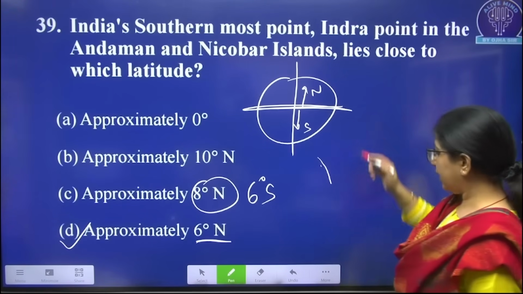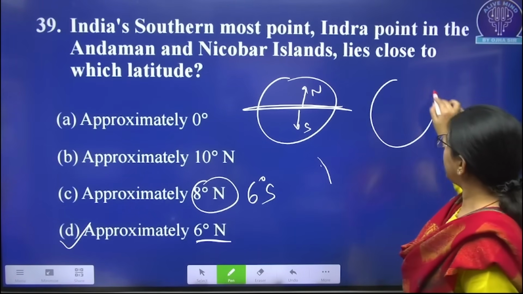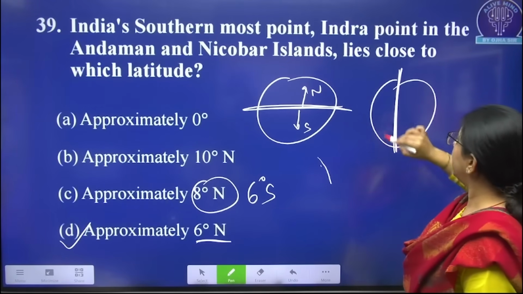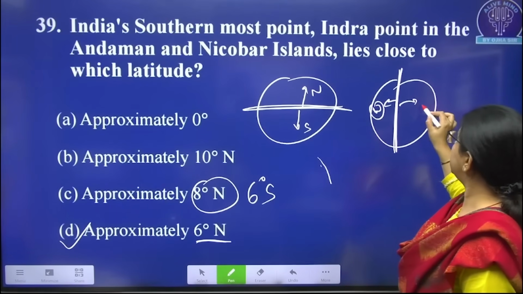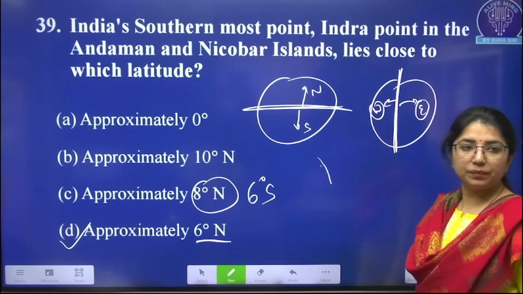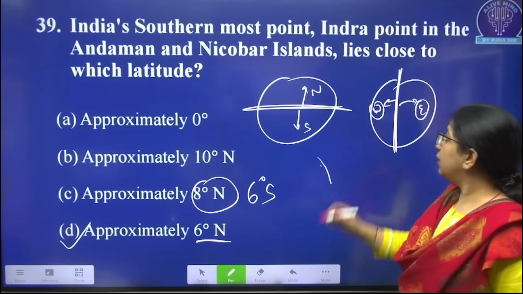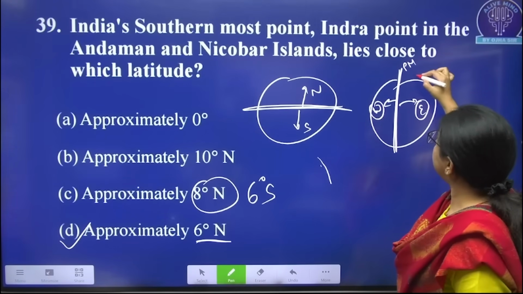And the second type of division is, if they are asking about longitude, if it is on this side, it is west. If it is on this side, it is east of the prime meridian, that is 0 degree.